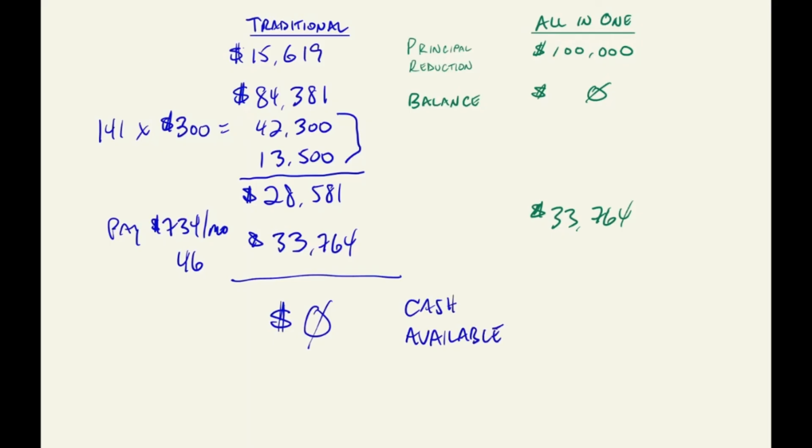Whereas on the all-in-one loan, you now have availability of $133,764: $33,764 in cash, and $100,000 in the line amount that is still available for up to 30 years. Can you see why this is better? Hopefully you can. Hopefully this all makes sense to you. Again, check the link at the end of this video that's going to talk about the yield curve and what that's going to do to help reduce your payment and make this work even better for you.